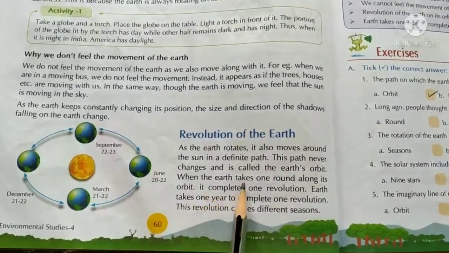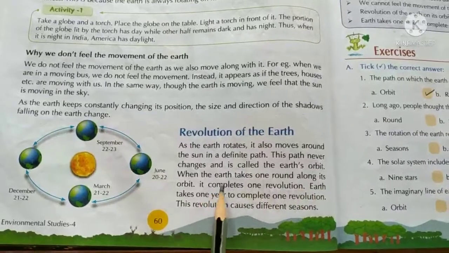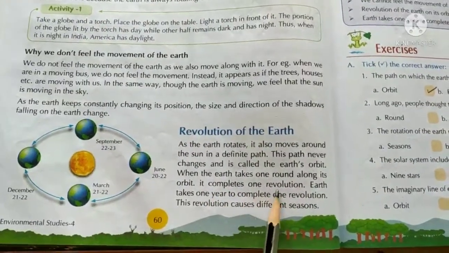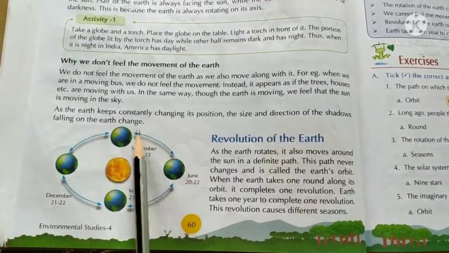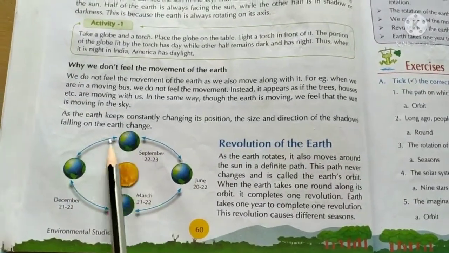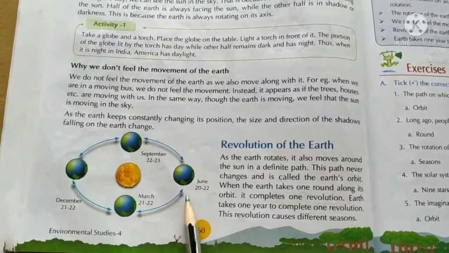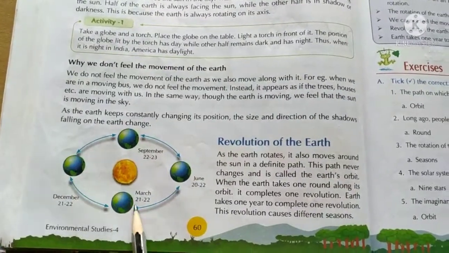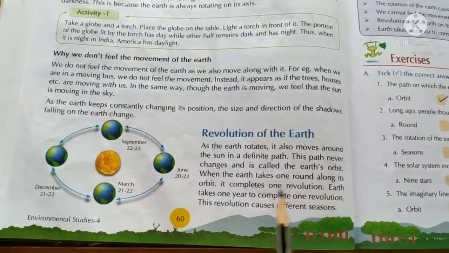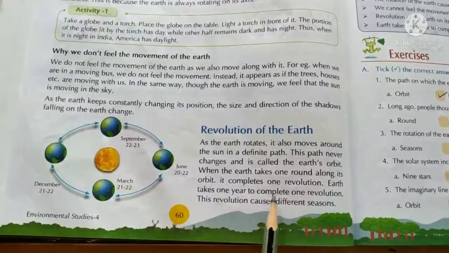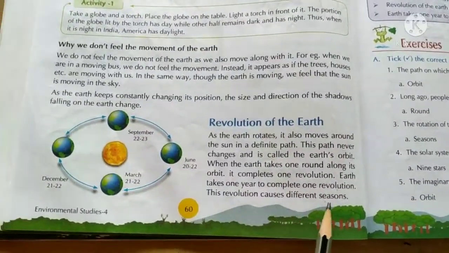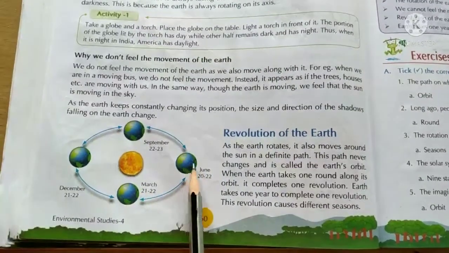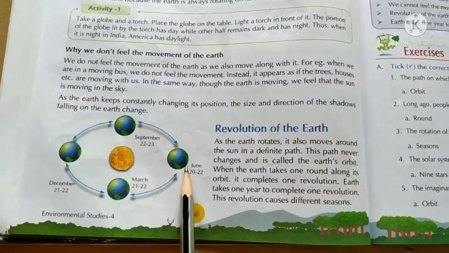When the earth takes one round along its orbit, it completes one revolution. Okay, this is the imaginary orbit of the earth, and the earth revolves around the sun in the fixed orbit. Earth takes 1 year to complete one revolution, and this revolution causes different seasons owing to the position of the earth from the sun.